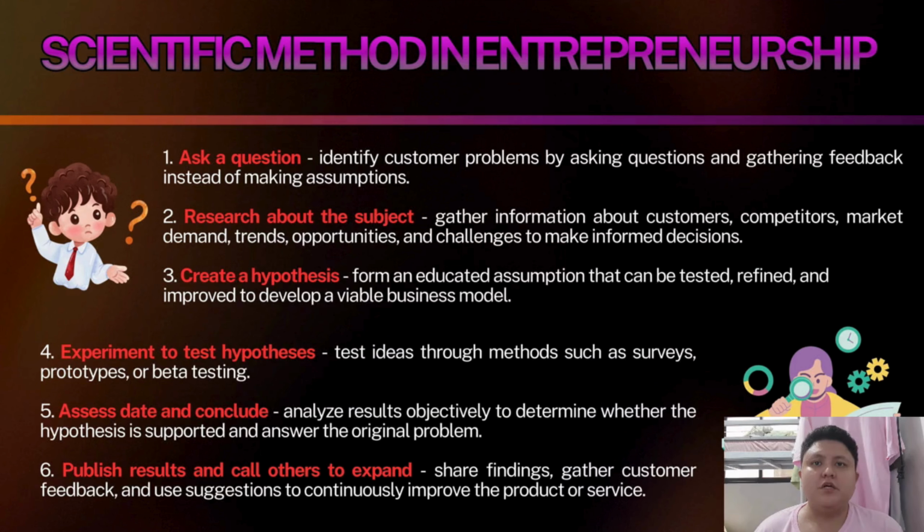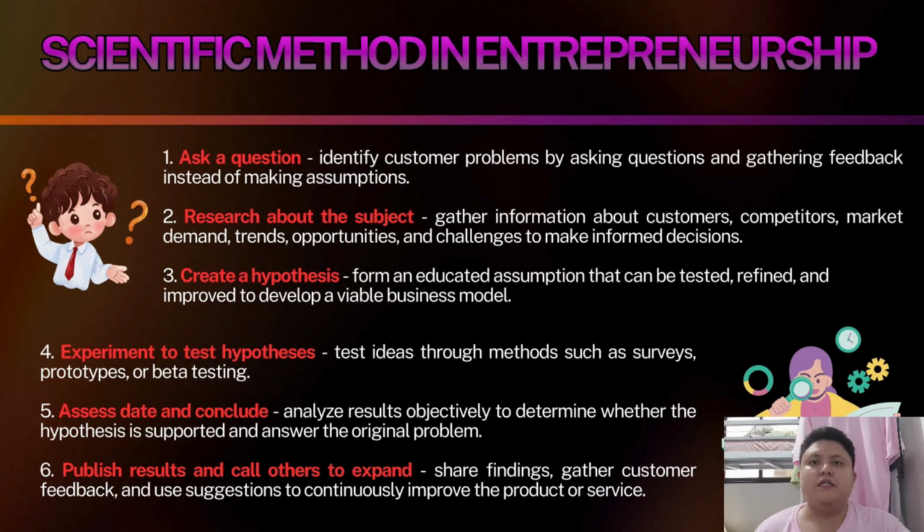Next is to research the subject. The entrepreneur gathers information about customers, competitors, trends, opportunities, and expected challenges. Example: conducting surveys and observing existing printing shops. After that, the entrepreneur creates a hypothesis, an educated assumption that can be tested. Example: if affordable printing packages are offered, will more students use the service?